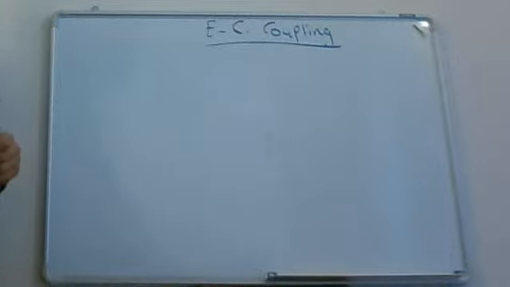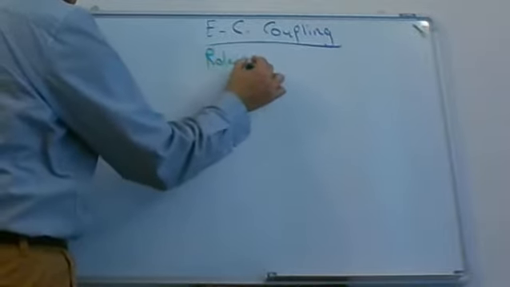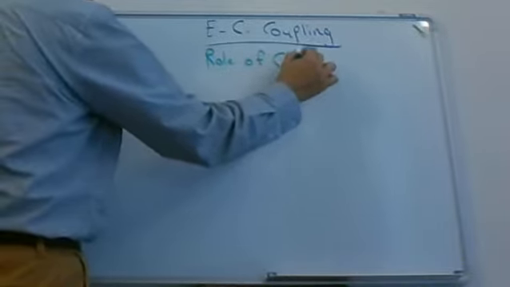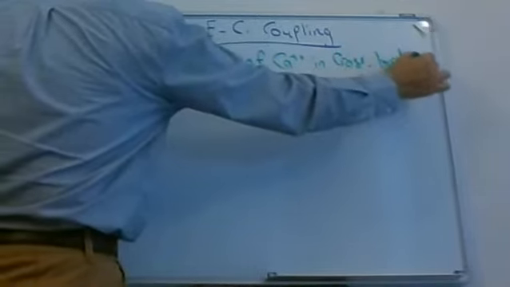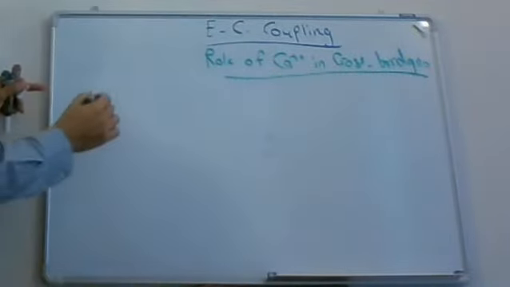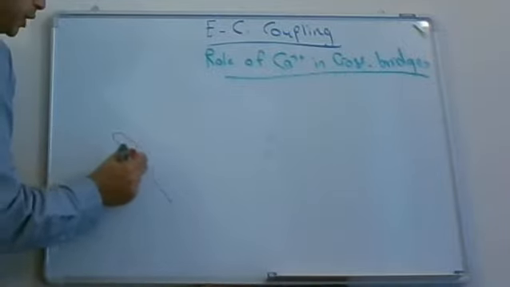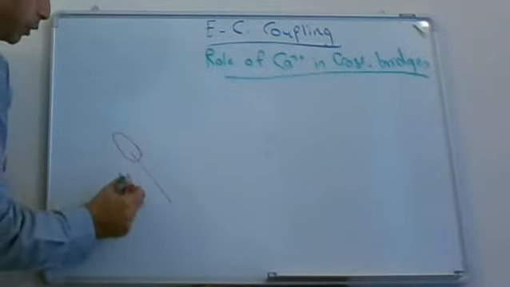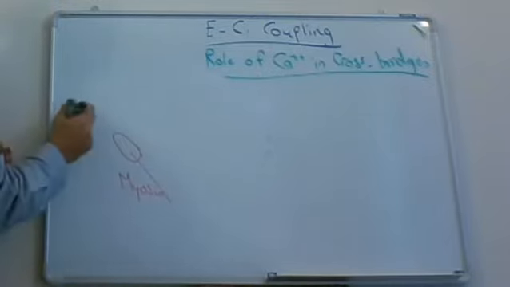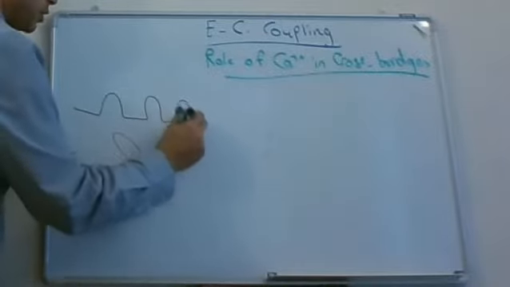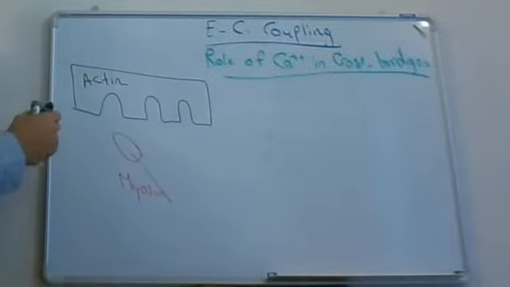Role of calcium in cross-bridge formation. We know that we have the head of myosin, and during relaxation, this head of myosin is separated from the binding sites of actin. So that is the actin protein, and that is the binding sites of actin.